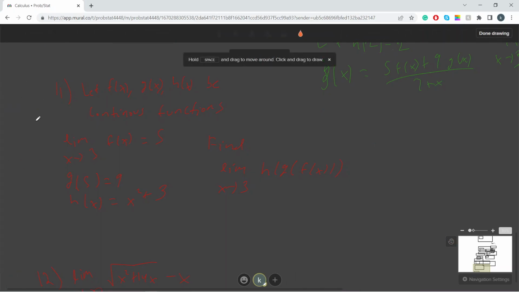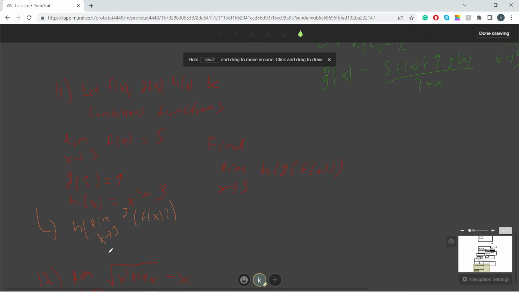So problem number 11 says f of x, g of x, and h of x are continuous functions. And we know this information right here. We want to find the limit as x approaches 3 of h of g of f of x. So this problem hints that we should be using the composition property of limits. So this limit right here is equivalent to h of the limit as x approaches 3 of g of f of x. But hold on, Karthik. g of f of x is a composition, right? So can we take this composition property one notch up?